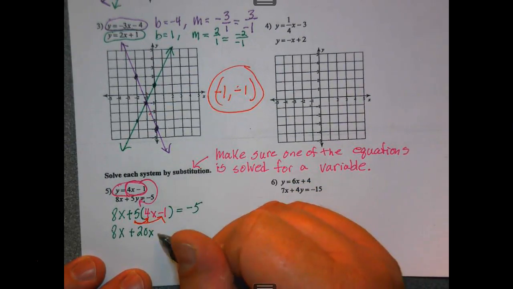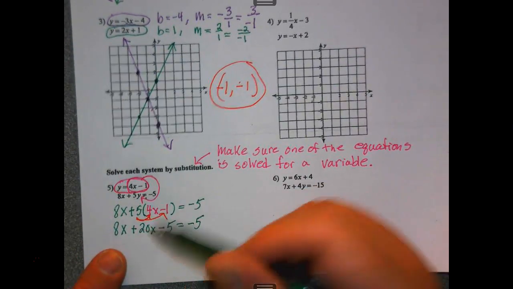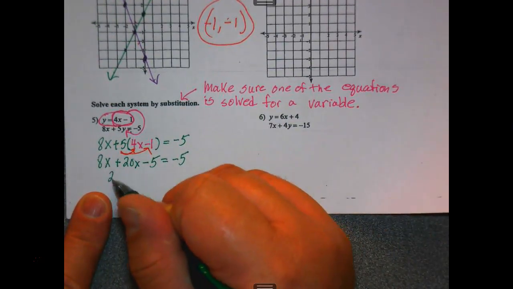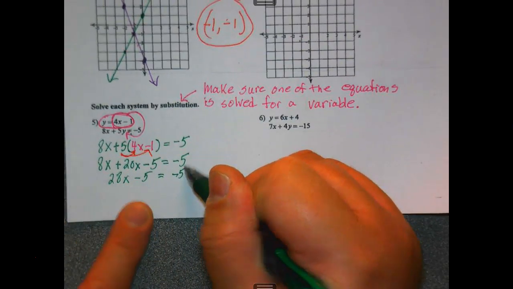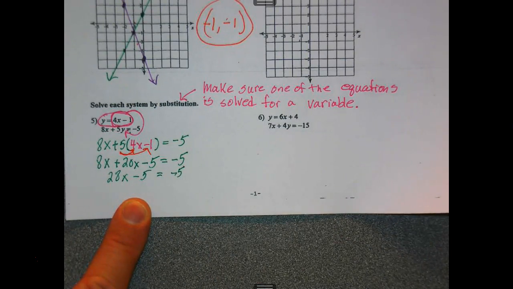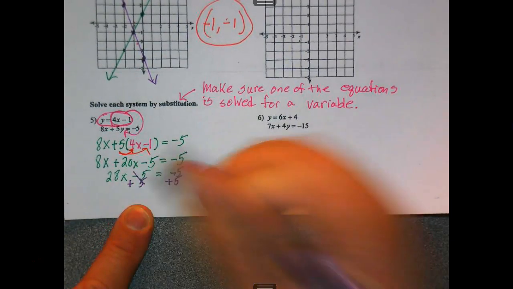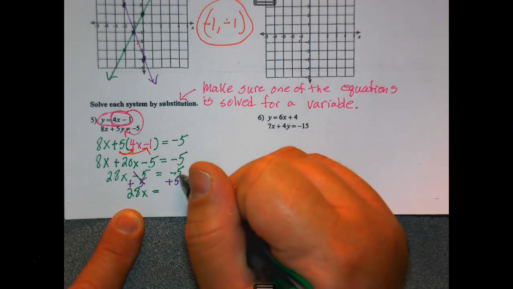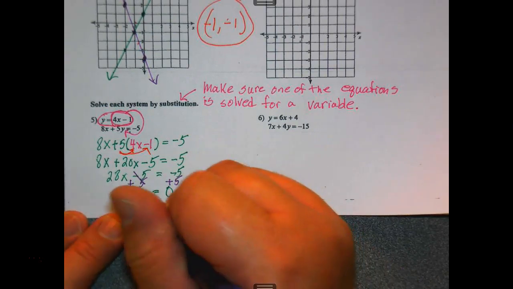5 times -1, -5. Combine like terms. 8x plus 20x is 28x. We're going to add 5 to both sides. I get 28x. Well, they don't cancel out. They add up to 0. Okay. Divide both sides by 28.